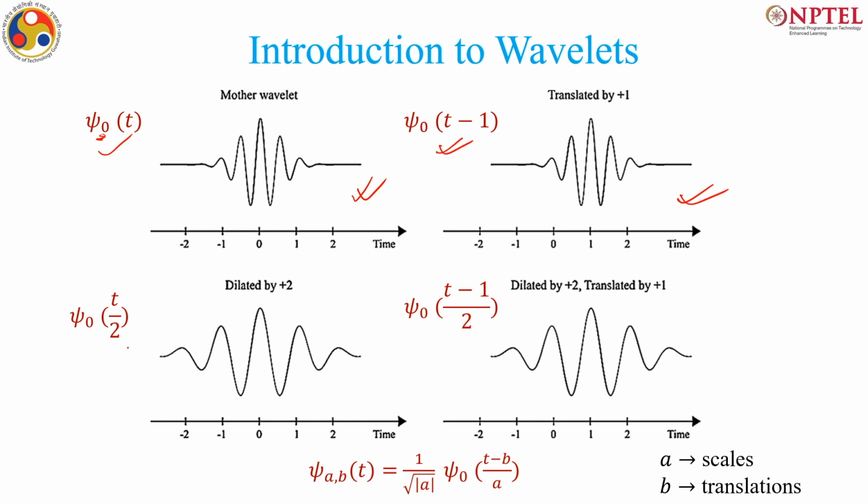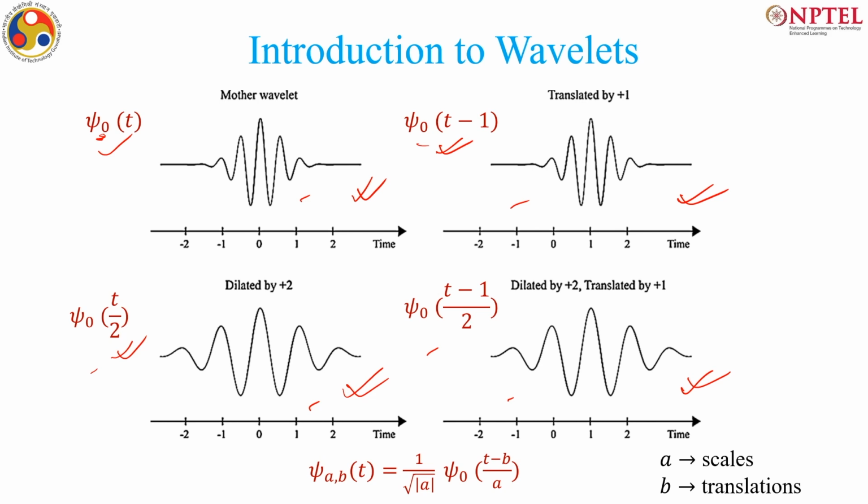If I dilate this, that is divide by 2, then I get this waveform, and similarly I can translate the dilated version and I get this waveform. So, in simple terms, let us assume that a signal is a sum of these 4 wavelets taken in equal proportion, that is 1 times phi naught of t plus 1 times phi naught of t minus 1 plus 1 times phi naught of t by 2 plus 1 times phi naught of t minus 1 by 2.